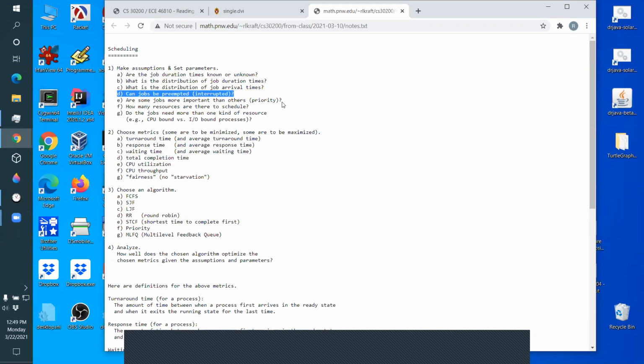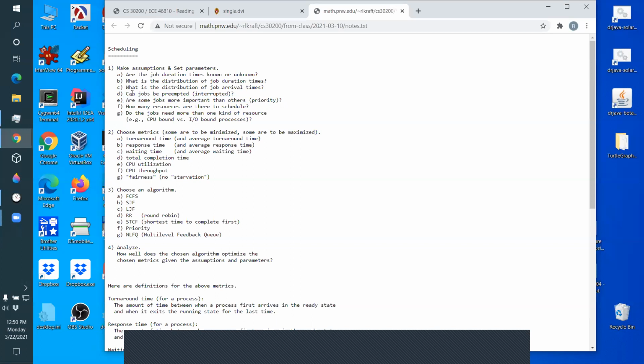That's called preemption, the technical word for that. Can you preempt a job? Are jobs allowed to be halted in the middle of their completion, and then you do something else, and then you go back to where you halted the job? So sometimes preemption is allowable, and sometimes preemption isn't allowable. Another assumption is, are some jobs more important than others? Do you give priorities to them? That's pretty clear. Are you just going to treat some as more important than others?